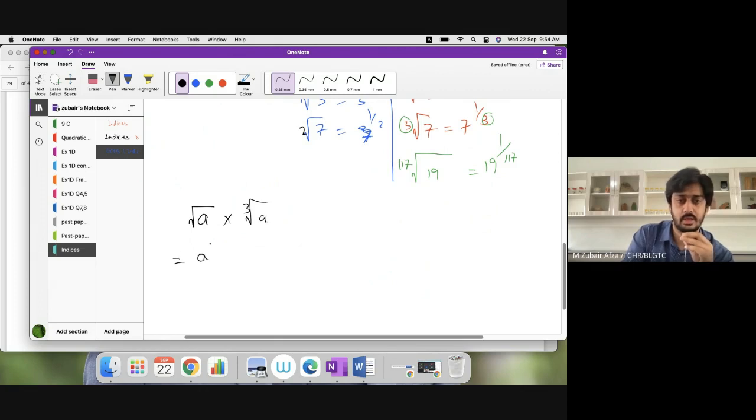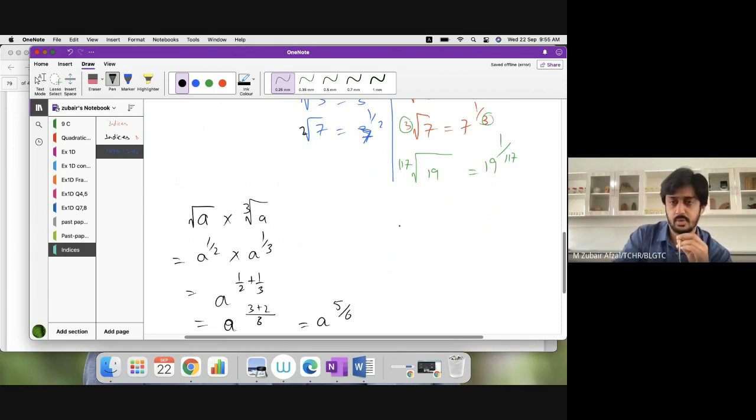So I can write a raised to power 1 by 2 multiplied with a raised to power 1 by 3. And now the first rule: when bases are same, the powers add up. So this is 1 by 2 plus 1 by 3. You take the LCM, 6, 3 plus 2, and your final answer is a raised to power 5 by 6.